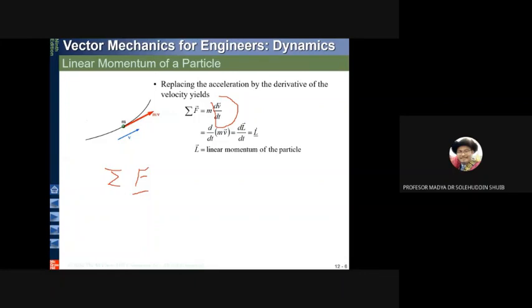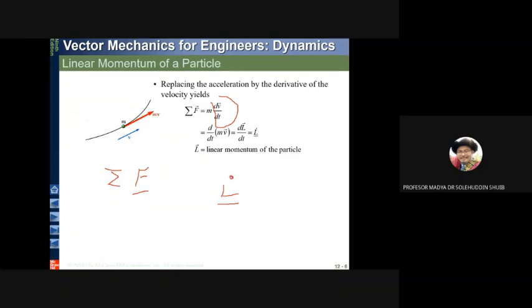So it's going to be dL/dt, okay? dL/dt we can denote as L dot, vector L dot, okay, this is dot.